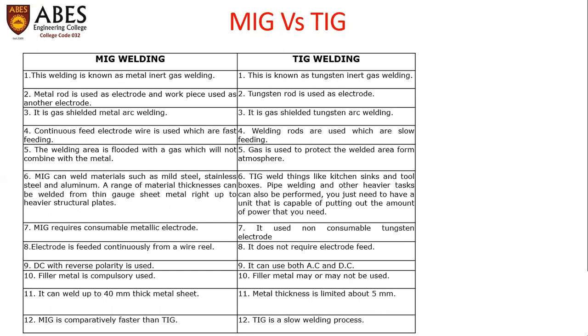MIG requires a consumable metallic electrode, whereas TIG uses a non-consumable tungsten electrode. So TIG is a non-consumable electrode weld. In MIG, the electrode is fed continuously from a wire reel, whereas TIG does not require electrode feed.